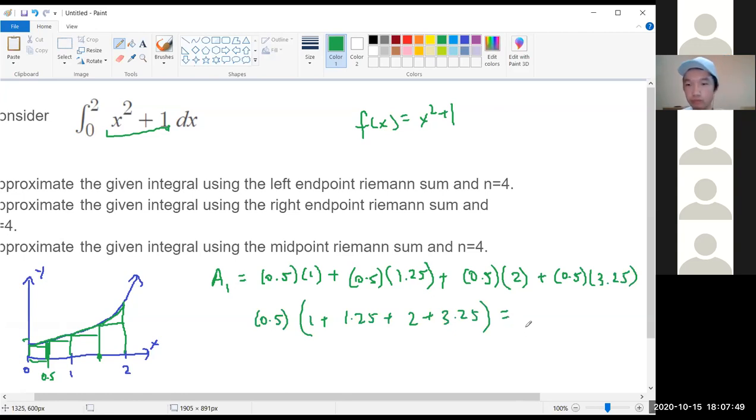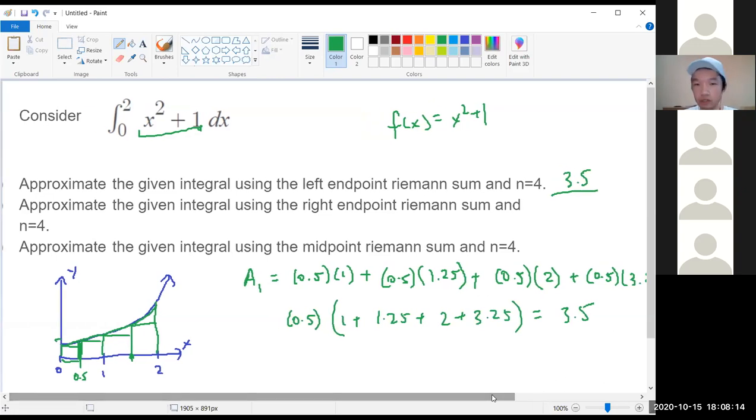So again, I don't know what this is. Maybe I could do it in my head. 5.25, 6, 6.5, 7, 3.5. Okay, so the approximation for the left endpoint Riemann sum is 3.5. Hopefully this is all coming back to you. Any questions about how I did all this?